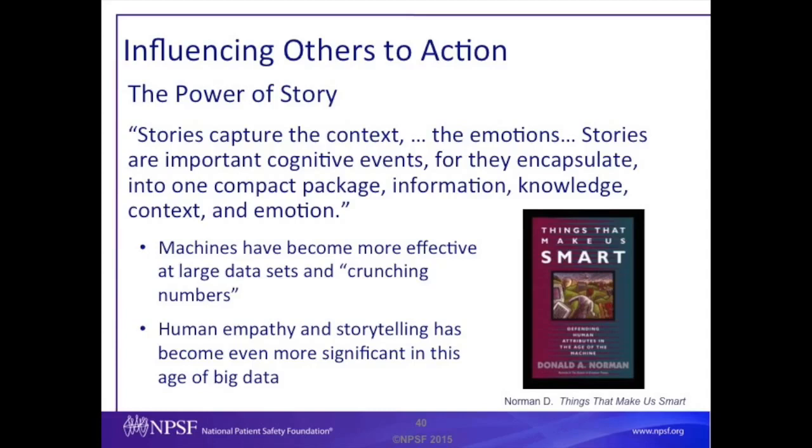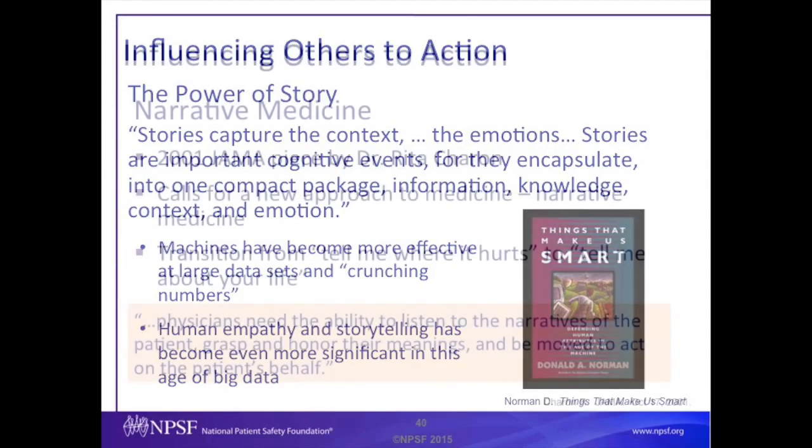In Don Norman's book, Things That Make Us Smart, one of the concepts he talks about is how humans have become reliant on machines. These machines are effective at crunching numbers, but in this age of big data, human empathy and storytelling have become even more significant. So when we talk about communicating or influencing others to action, the power of story is an important component of that.